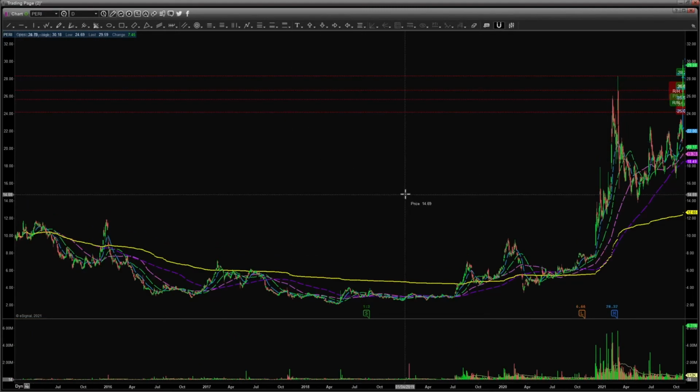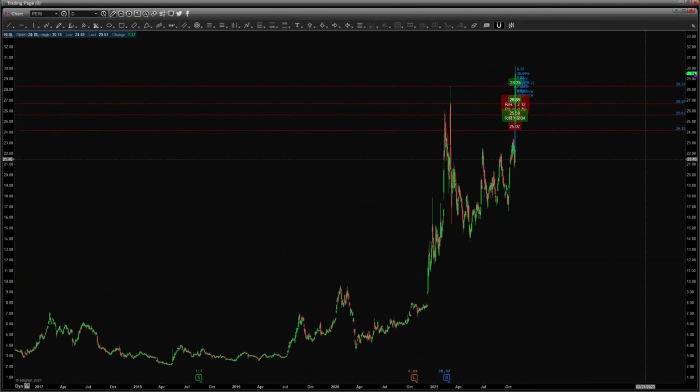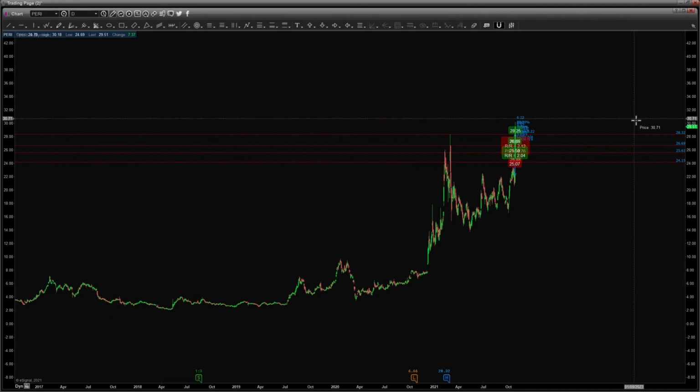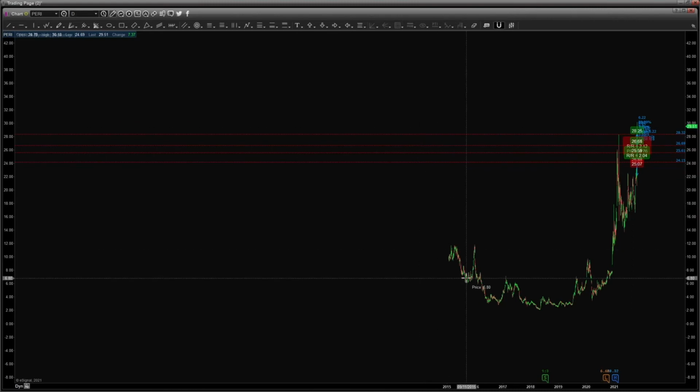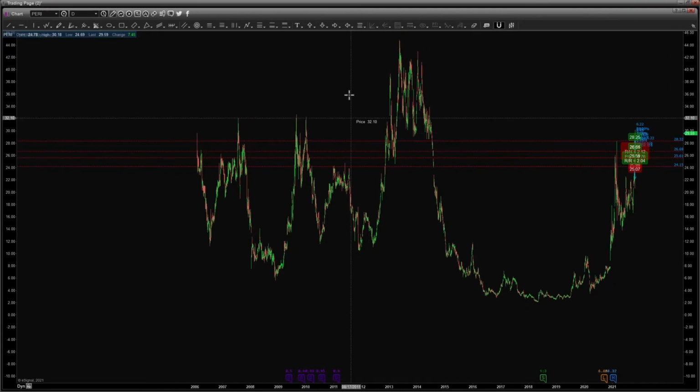I'm going to get rid of these indicators just for a cleaner chart. We're going to look for a pivot above 28.32. I have to go back in history to see where this chart ran. So here we go, we're going to zoom into this area, and this is back in 2012. Wow, that's quite some time ago.